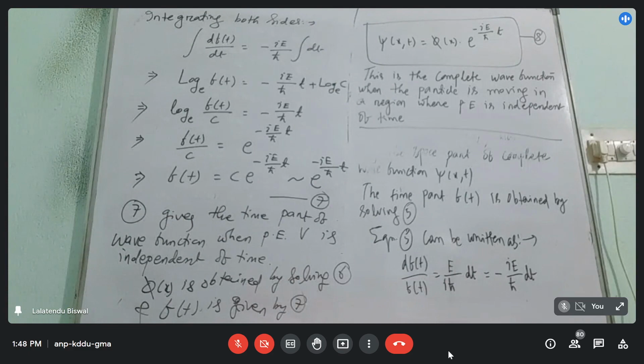I don't know how far you could understand, but both of these treatments are too long questions. Many times the question comes to derive the Schrodinger time dependent equation as a long question for 8 or 10 marks. Many times it is asked to get the Schrodinger time independent equation for 8 or 10 marks in the form of a long question.